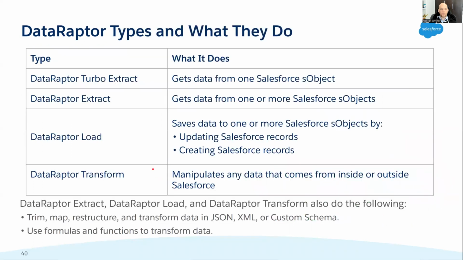So there are really three flavors of data raptors. We have extract. This is for pulling data from Salesforce. And then there's also something called a turbo extract. If we're talking about just one object, this is more performant than the normal extract. But both are basically doing the same thing of pulling data out of Salesforce. Then we have data raptor load. This is for creating and updating data in the Salesforce database. And then transform, which is for manipulating data, to and from JSON and XML or between two different JSON payloads. And then you can do different transformations on the data, like change the data types, use functions and formulas, and so on.